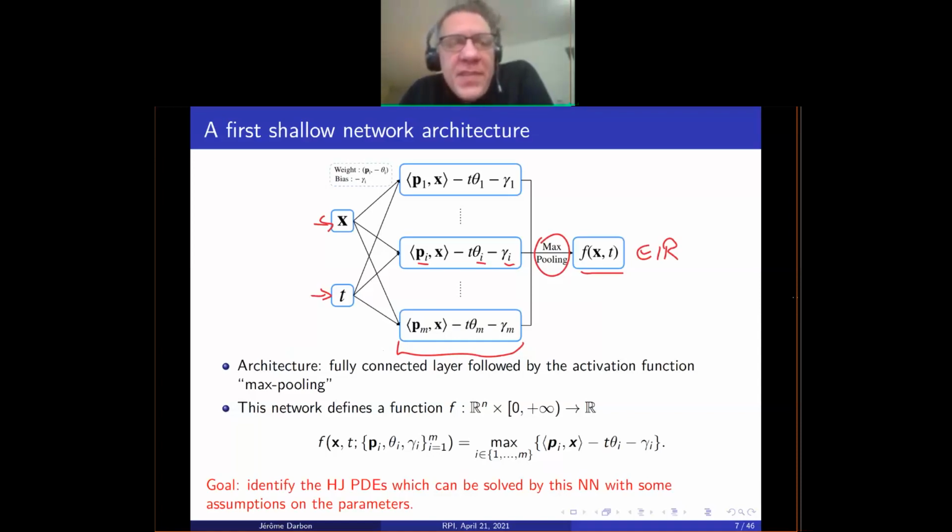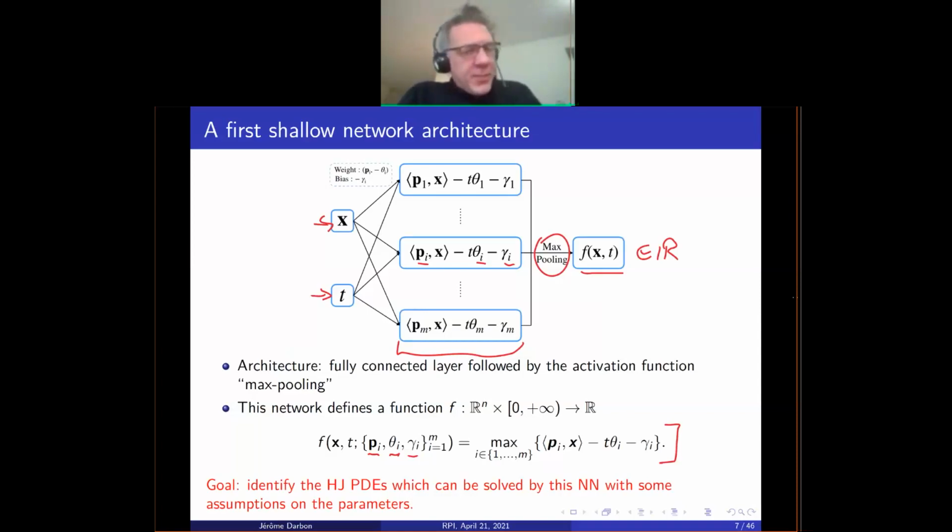So this is perhaps one of the simplest neural network architectures. It's not a deep one, it is a shallow one, only one layer of M neurons followed by an activation function that is called max pooling in neural network architectures. And that architecture gives you a function f with variables x and t and parameters p_i, theta_i, and gamma_i. This is the mathematical representation of what this neural network is.